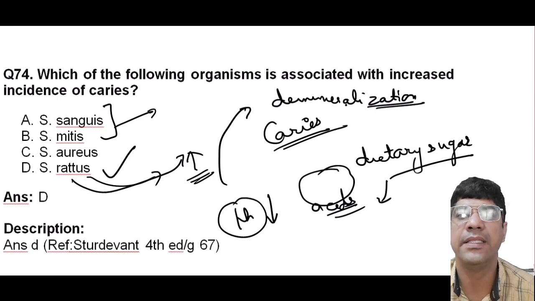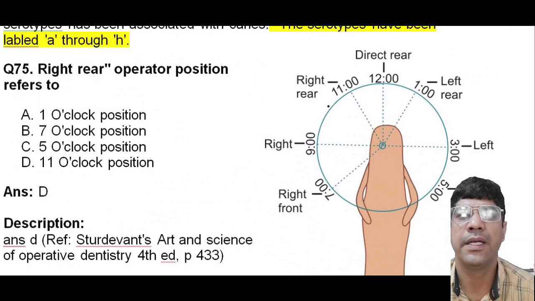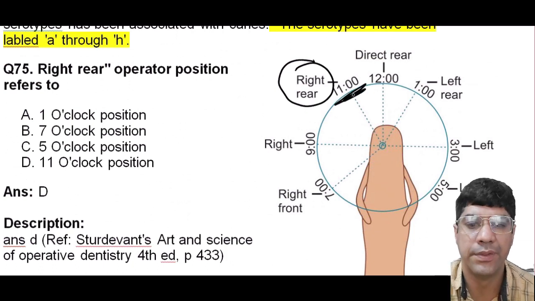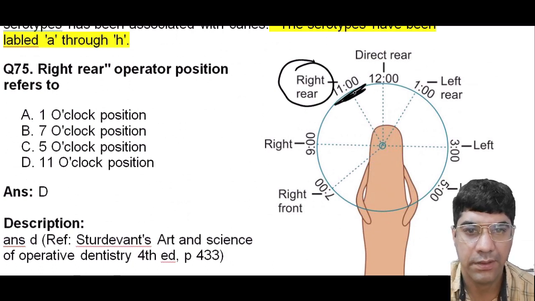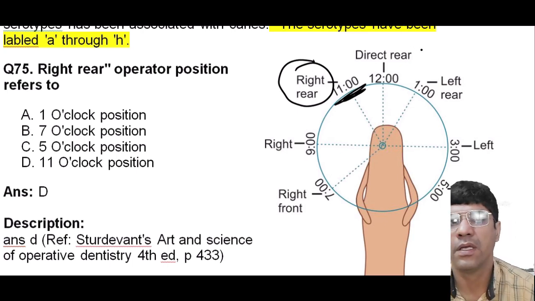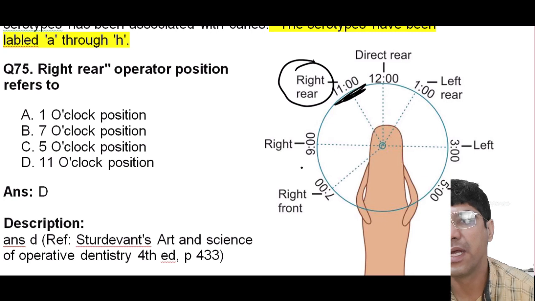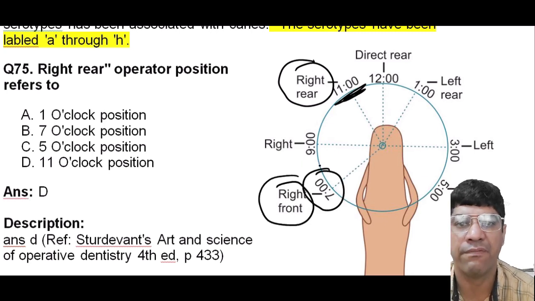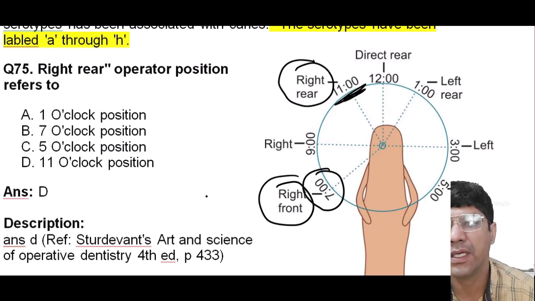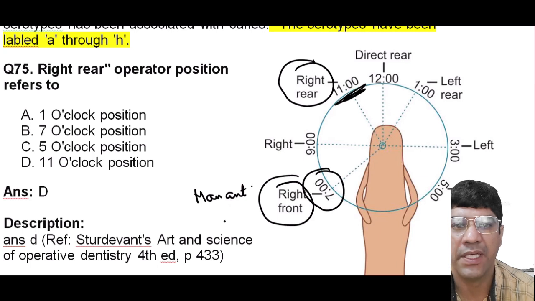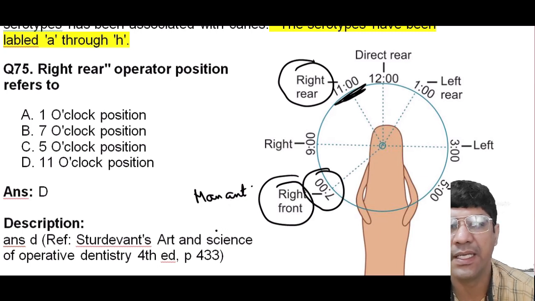The right rear operator position refers to, so this one is the right rear, the 11 o'clock position. The right front position is at 7 o'clock. Remember, it is suitable for working in the mandibular anterior region, mandibular right posterior teeth, and maxillary anterior teeth.